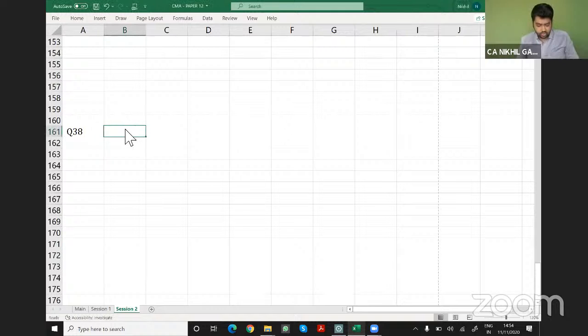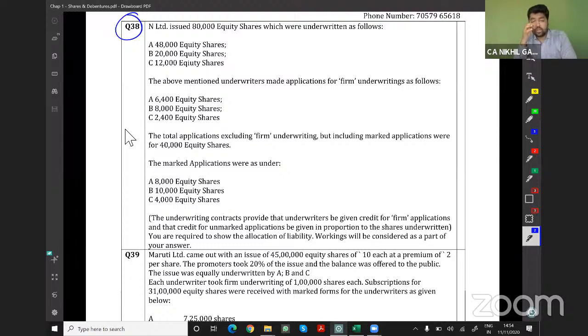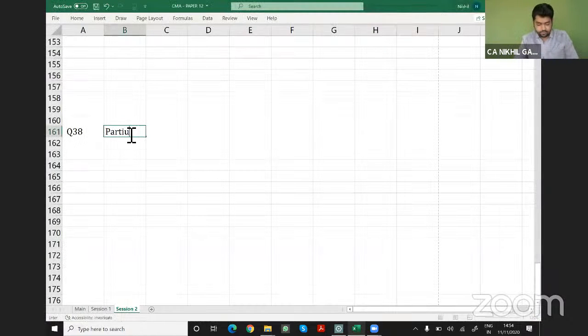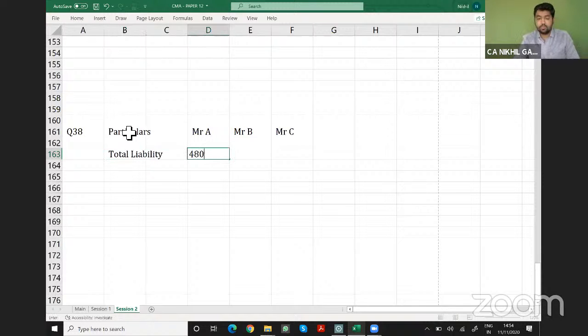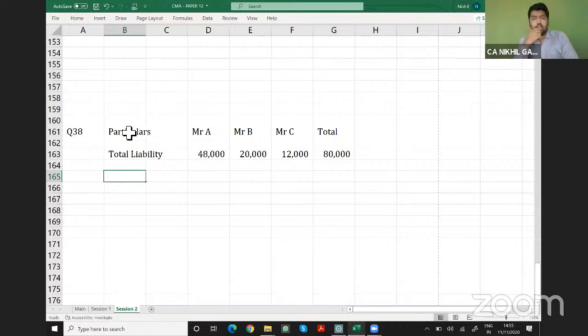So we will start with question number 38. Unlimited issued 80,000 equity shares which were underwritten by A, B, C in the ratio of 48, 20 and 12. So, particulars: Mr. A, Mr. B and Mr. C. The total liability of them is 48,000, 20,000 and 12,000, and the total is 80,000. This is their respective total liability.